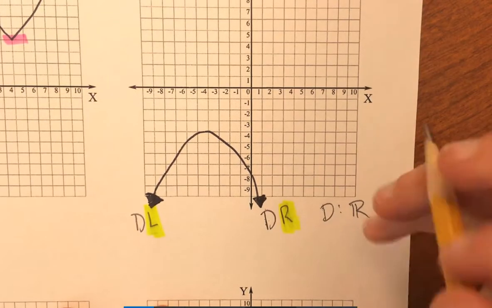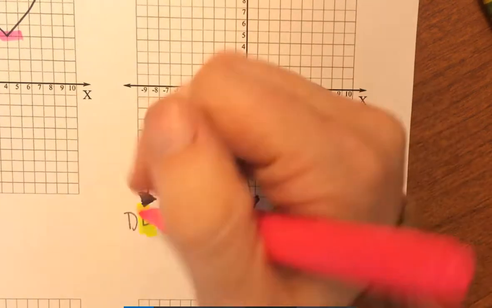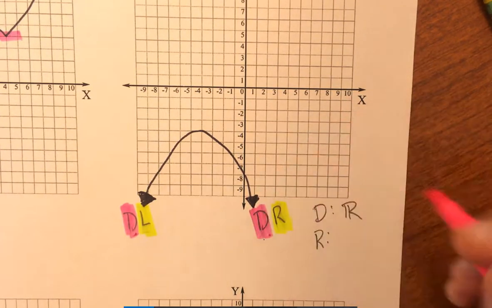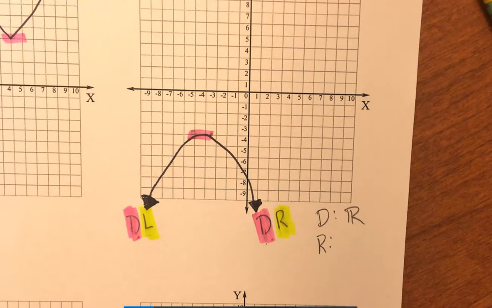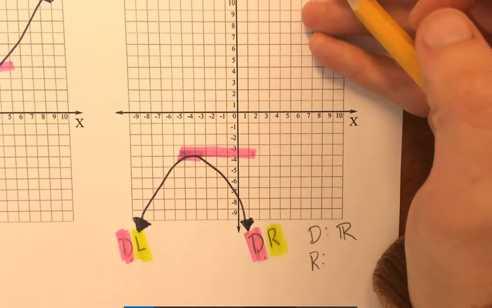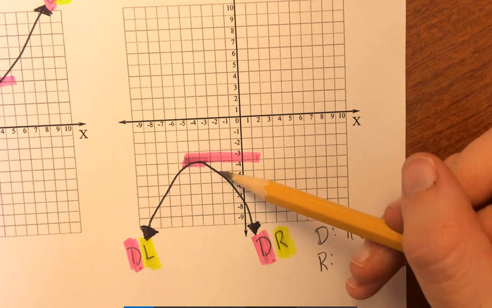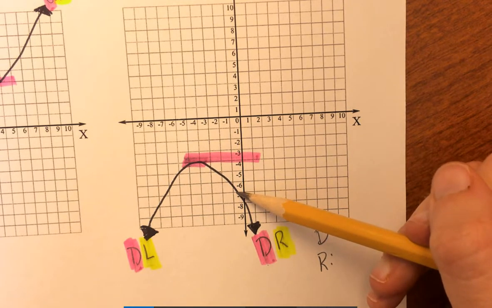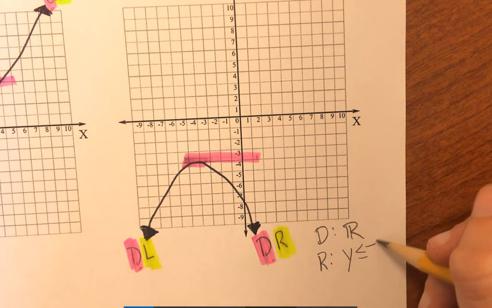For our range, it's going down forever, but it's only going up to right here, which is at a negative 4. If I extend this line to cross over the y-axis, you can see the highest point on this graph is going to be negative 4. So if I'm looking to write an inequality for this, negative 4, there's negative 5, negative 6, negative 7. All of my numbers are going down, so it's going to be y is less than or equal to negative 4.